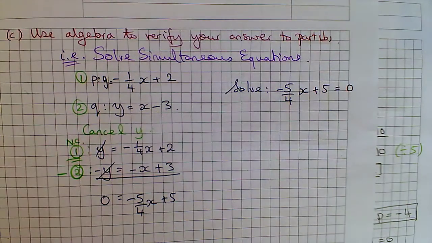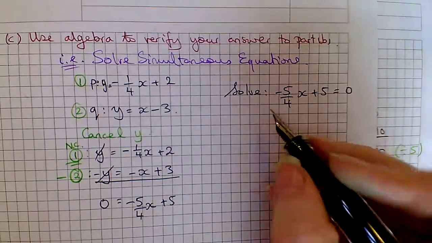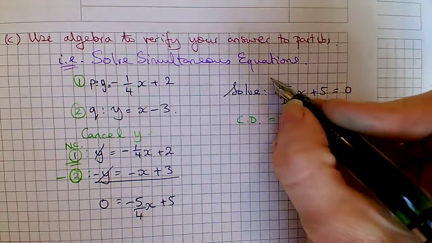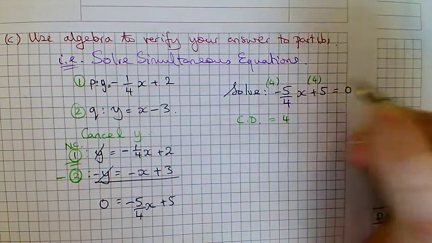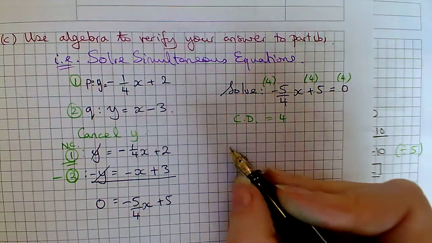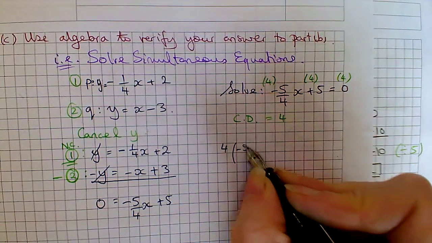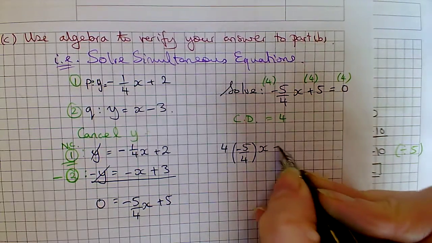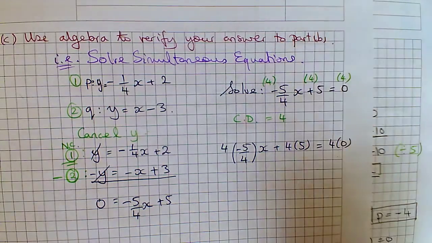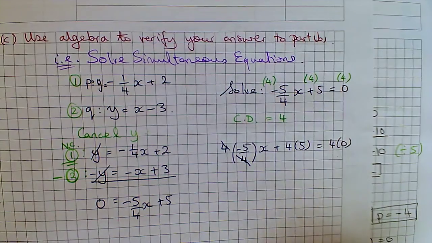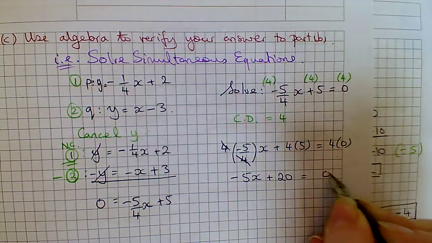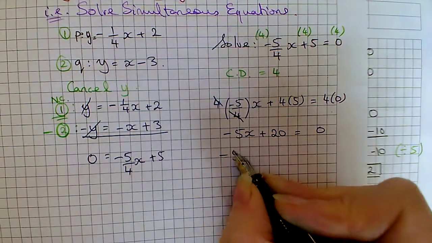We know how to deal with fractions. To deal with fractions, we write down our common denominator, and then we multiply every single part of our equation by that common denominator. So what happens? I've got 4 times minus 5/4x plus 4 times 5 equals 4 times 0. Those 4's divide into each other and they cancel. Minus 5x plus 20 is equal to 0. And now it's much easier to solve.